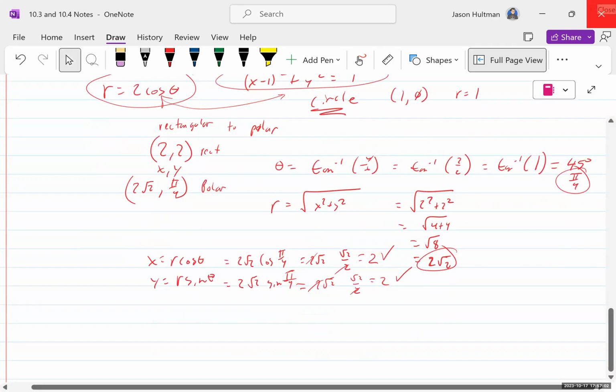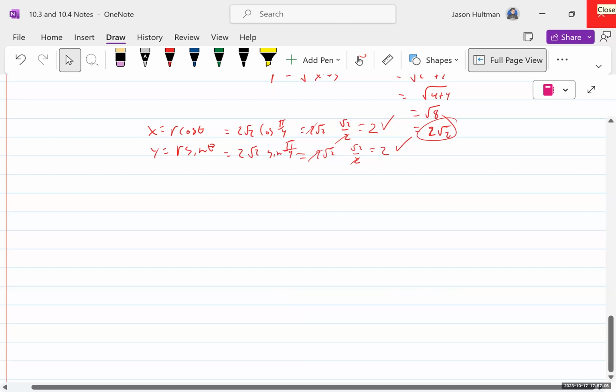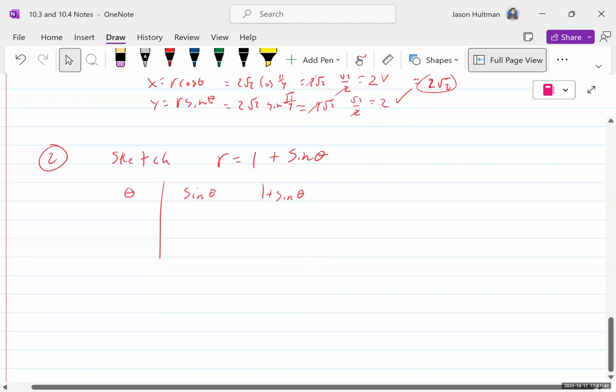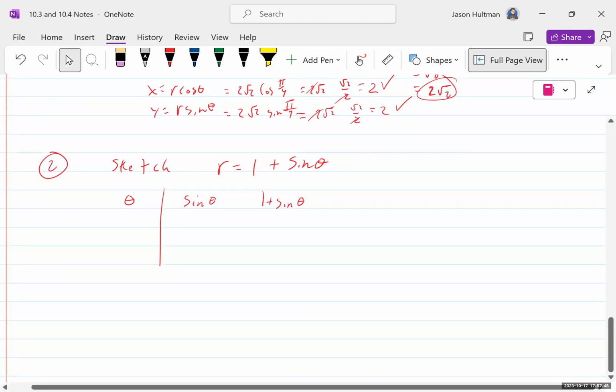Okay, let's try the sketch of another one, one that's a little bit more complicated. Number 2 here, sketch R equals 1 plus sine theta. So again, we get some values here: theta, sine theta, 1 plus sine theta. And this one has a period of 2 pi, so I'll go all the way around to 2 pi. I want a lot of reference points, so I really know what the shape of this thing is doing.